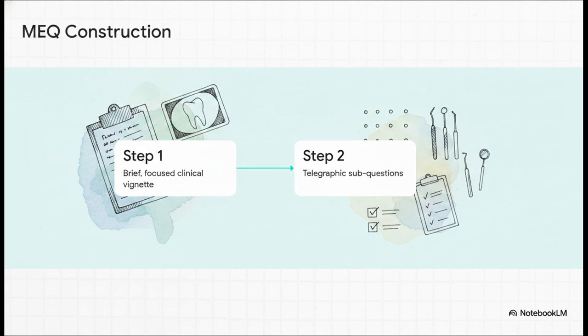Structurally, the design is super precise. Step 1, you provide a brief, highly focused clinical vignette. Just give them the raw data they need right at that moment. Step 2, you follow it up with telegraphic sub-questions. We want bullet points, specific diagnoses, short lists. No long prose allowed. This constraint is exactly what makes MEQs so efficient and keeps your grading highly objective.